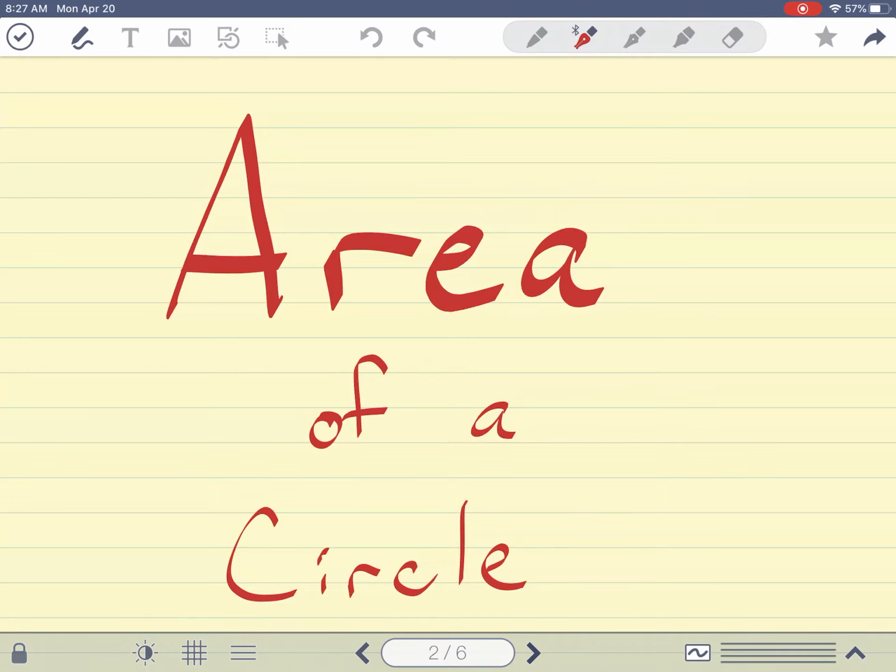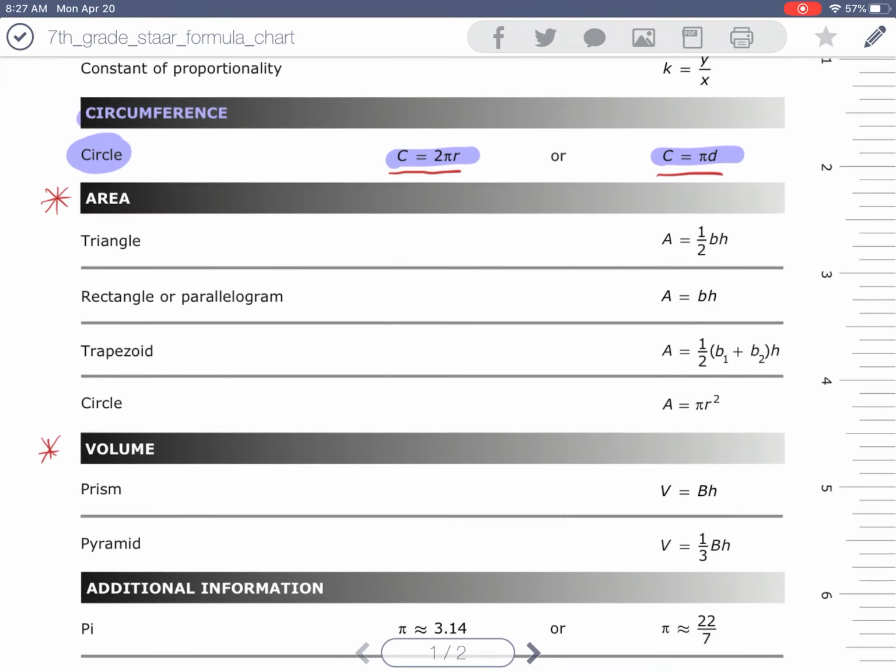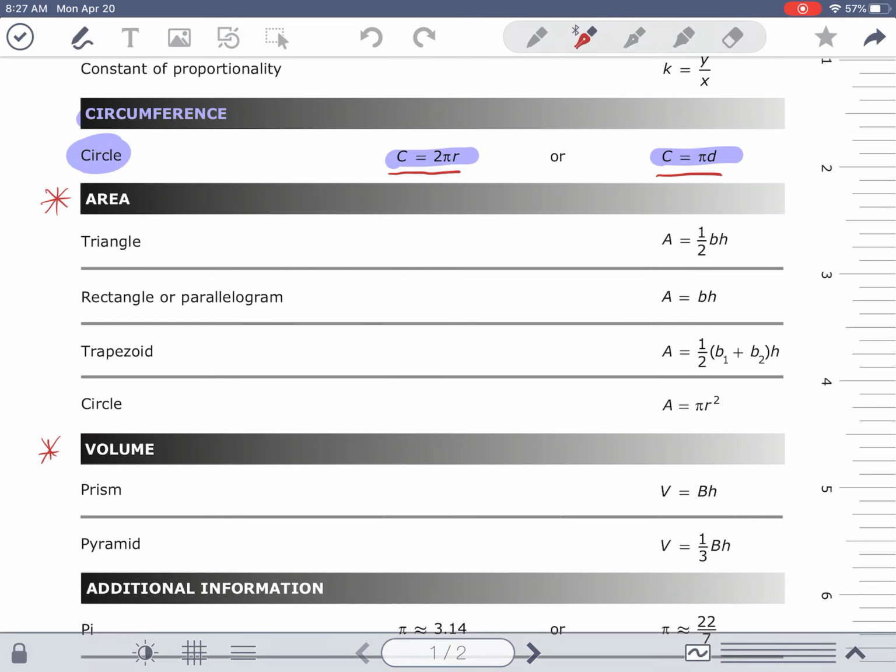Now, what I need to make sure that you remember is to look at your star reference sheet, which we discussed a little bit ago. Okay, area of a circle.